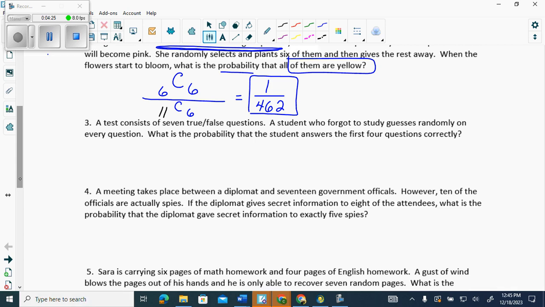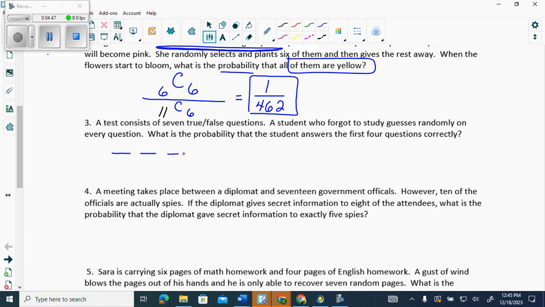So here I have a test consists of 7 true, false questions. So there's 7 total. A student who forgot to study guesses randomly on every question. Does order matter on questions on a test? Yeah, like an answer key. Order would matter. If order matters, I put blanks, right? Which you did do. So questions on a test.